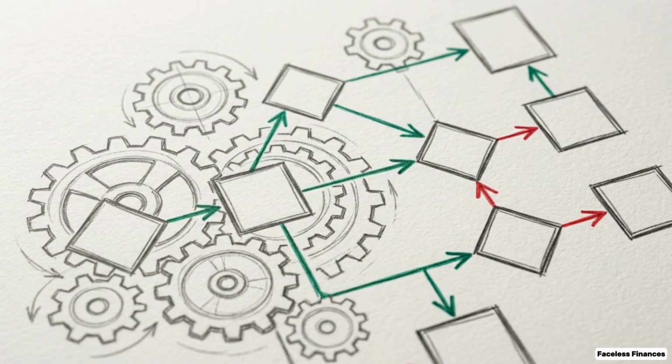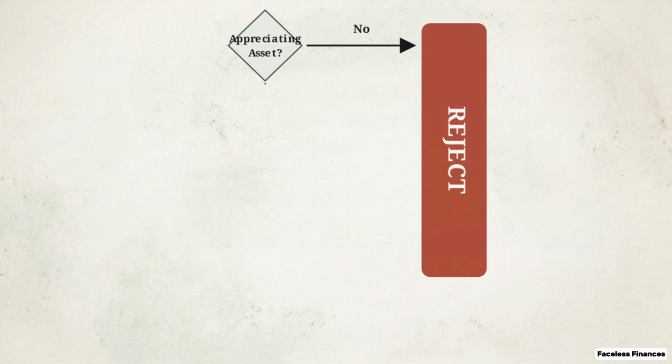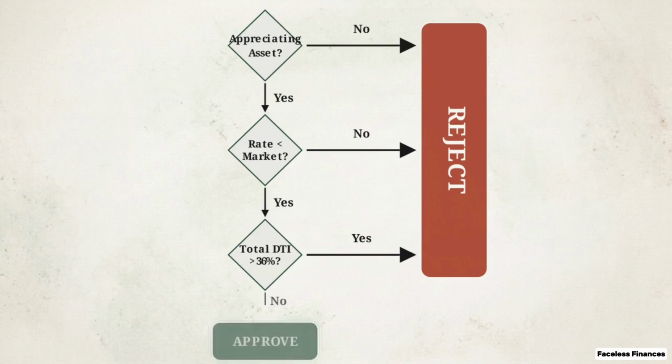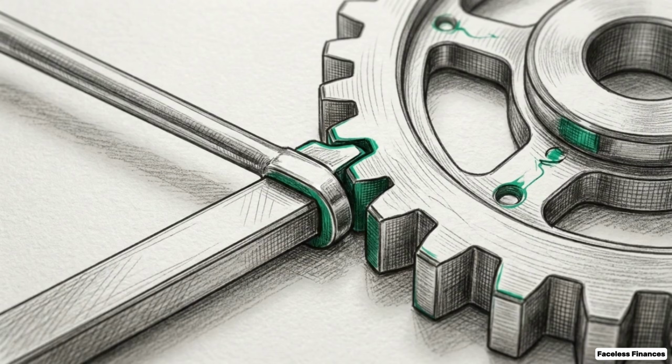To evaluate any future borrowing, you should run the proposal through a logical decision engine. Start with the asset. Will this purchase appreciate in value, or is it a depreciating consumer good? If it appreciates, check the rate. Is the interest on this loan lower than the historical return you could earn by investing that same money in the market? Finally, perform the safety check. Does adding this new monthly payment push your total debt-to-income ratio over 36%?